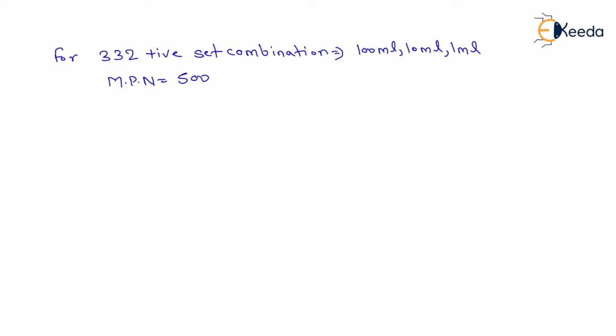So how many times is our dilution ratio more? Our dilution ratio is 10 times more than the dilution ratio of McCrady. So we need to divide this value by 10. Then the MPN value comes out as 50. That is the MPN value for the 332 positive set combination.